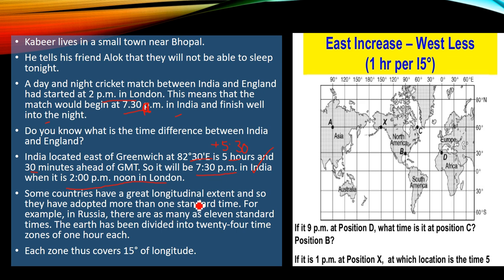Some countries have a great longitudinal extent, and so they have adopted more than one standard time. For example, Russia, it's a very big country. It has 11 standard times. Likewise, the earth has been divided into 24 time zones of 1 hour each. And each zone thus covers 15 degree of longitude.